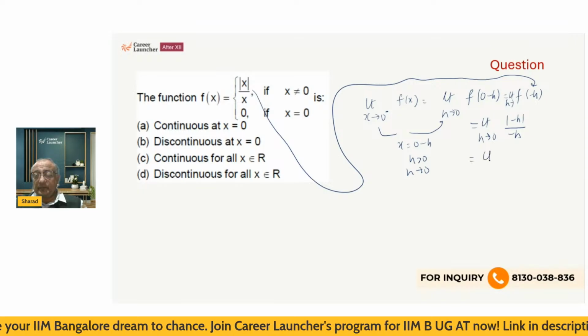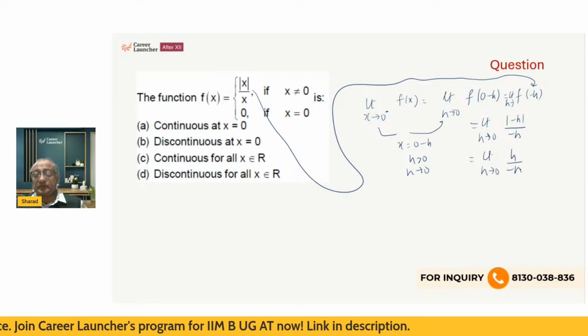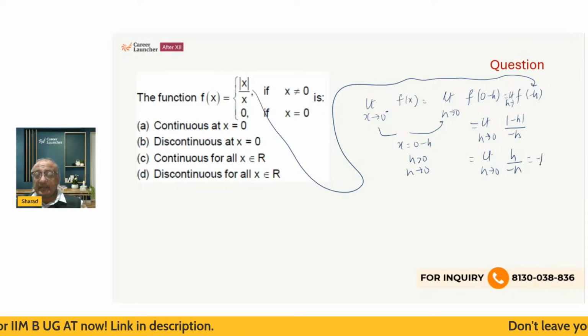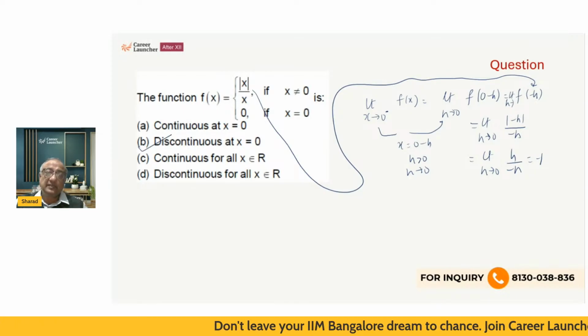So this will become, kids, h tends to 0. This is h upon minus h. Why? Because it is mod, then minus will get removed. Value is minus 1. So left hand limit is minus 1. And please note it is not equal to 0, so it is discontinuous. It is as simple as that.